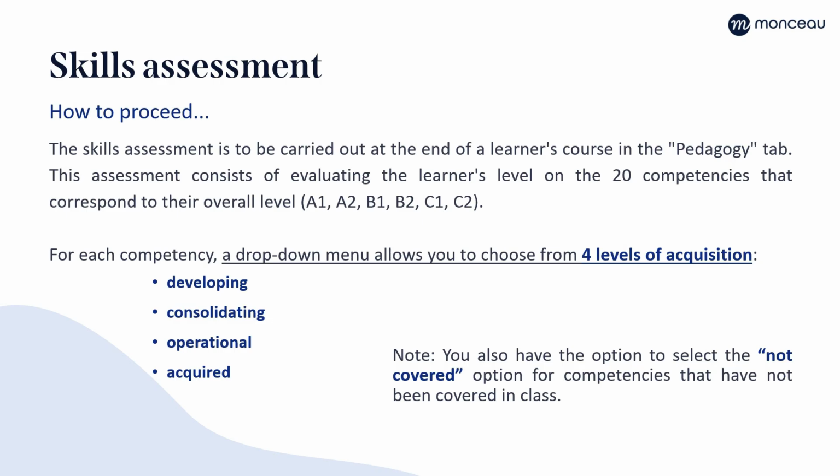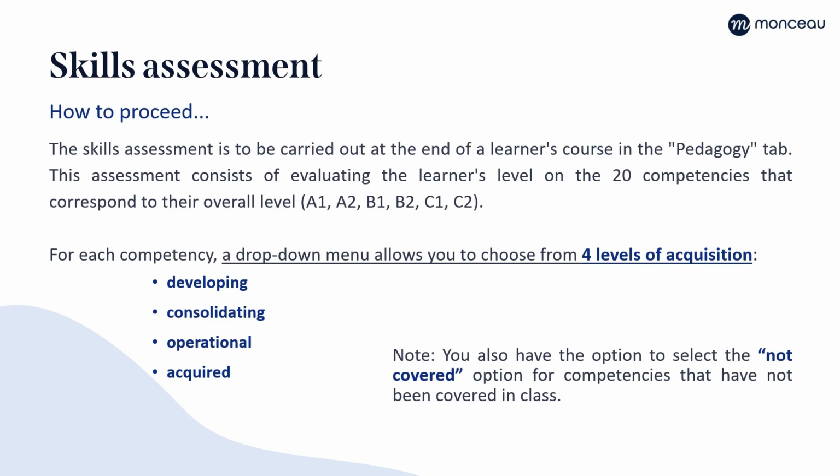How are we going to proceed? So the skills assessment is to be carried out at the end of a learner's course in the pedagogy tab, and we'll look at how to do that in a moment. This assessment consists of evaluating the learner's level on the 20 competencies that correspond to their overall level. So their level for A1 or B1, C1, C2, etc.